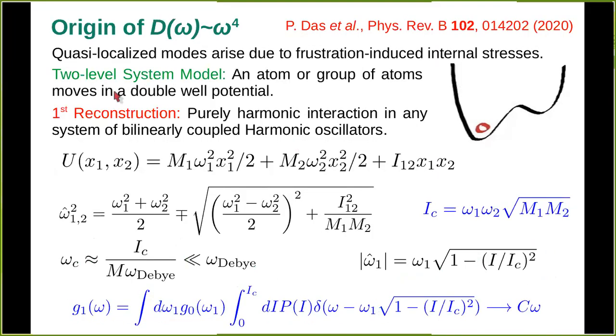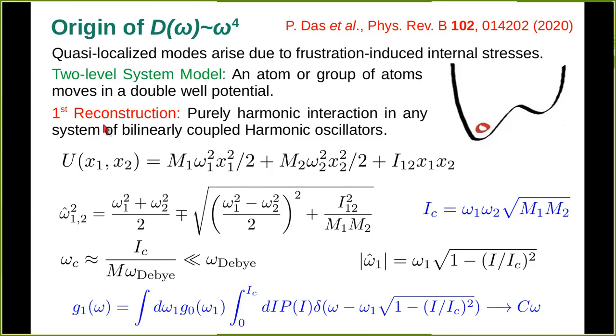Now, the question is, what is the origin of this universal law? First of all, quasi-localized modes in an amorphous system arise due to frustration-induced internal stresses present in the system. Based on that, it has been predicted that an atom or group of atoms effectively moves in a double well potential, and this is known as the two-level system model. So basically, in our system, we have two sets of oscillators. One set of oscillators is oscillating around their equilibrium position at x equal to some x0, and another set of oscillators is oscillating around their equilibrium position x equal to some other x0.